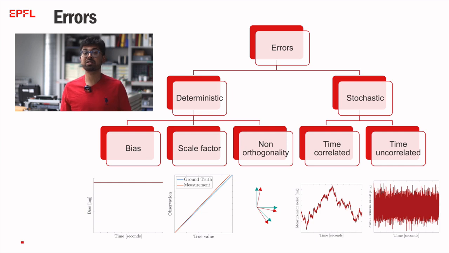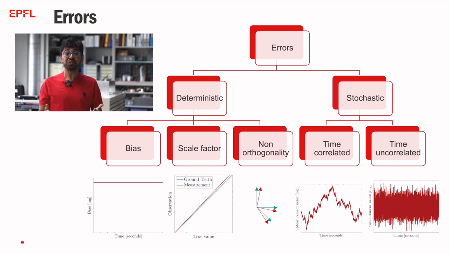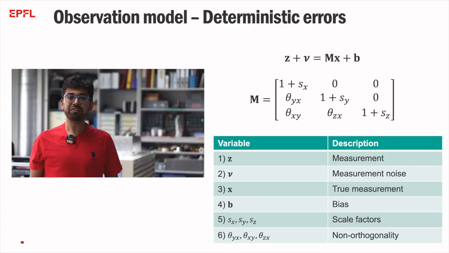Their measurements are subjected to errors, and these errors can be categorized broadly into two: deterministic and stochastic. In this work, we are going to focus on identifying the deterministic errors, which include the bias, scale factor, and the non-orthogonality. The observation model of an accelerometer is given by the following equation.